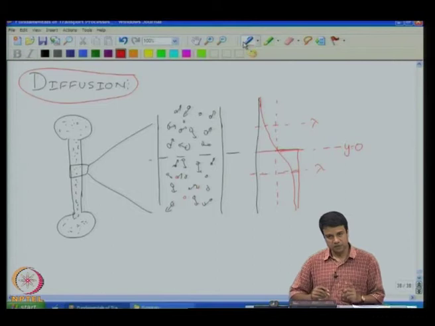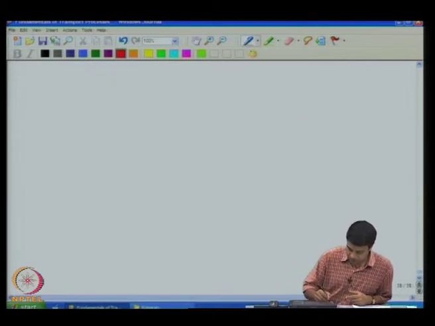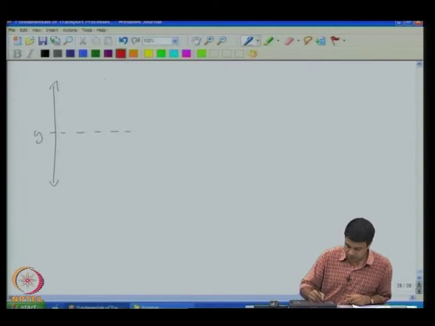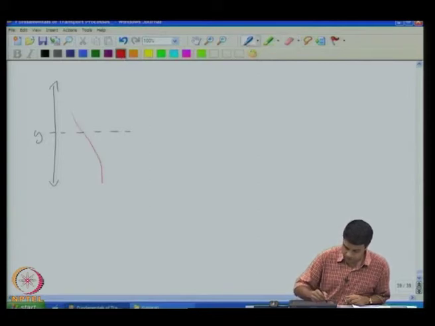So, there are two things. One is the fluctuating velocity of the molecules, and the other is the concentration of the molecules at the point from which they come, the point where they originate, in the case of gases. So, let us look at that more closely. This is my y coordinate. I have a given location, and the concentration has some variation about this location.